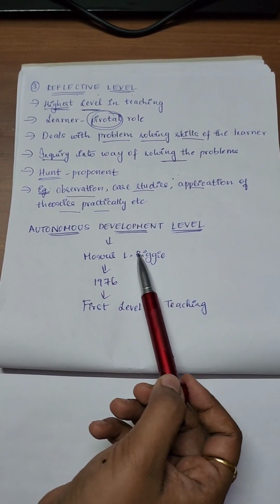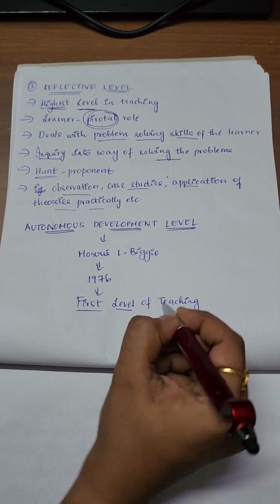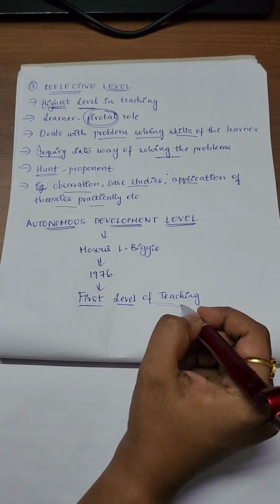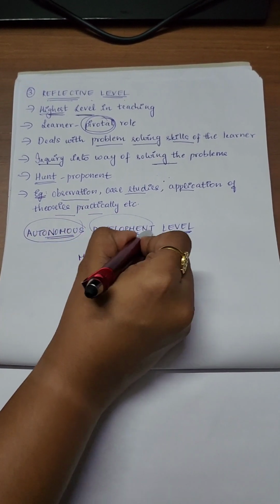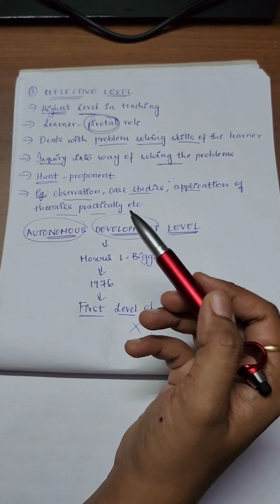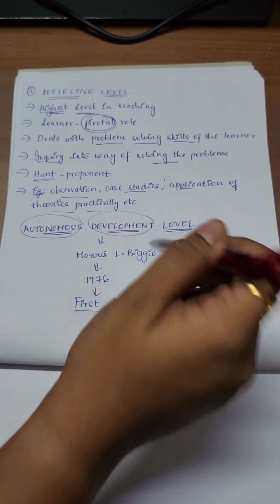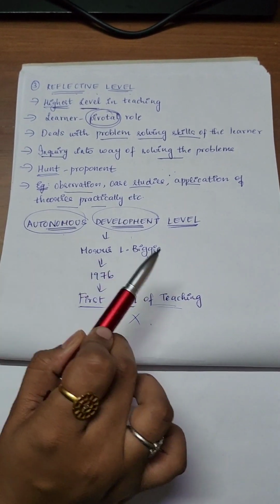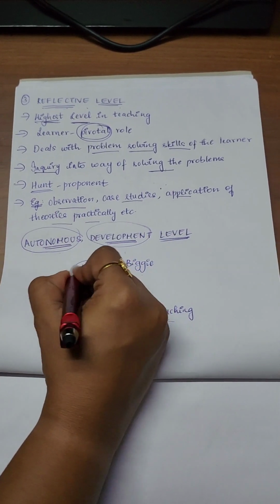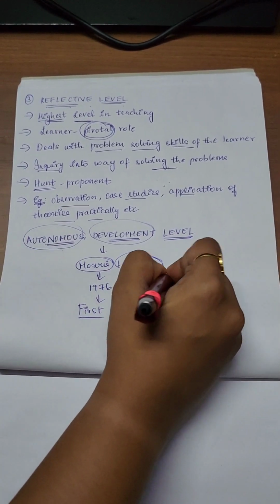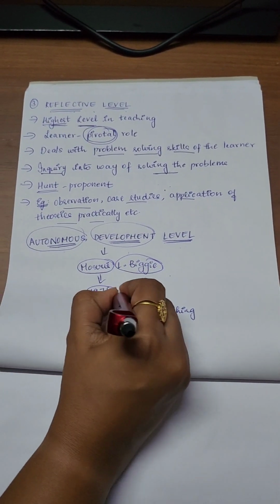And one more thing you need to remember is, in exam, if they ask what is the first level of teaching, your answer should not be memory level. The first level is the autonomous development level, where the cognitive development happens naturally on its own. But this autonomous level is viewed in a negative aspect because the teacher has no involvement in the autonomous level. There is nobody to guide you. And the author here is Morris L. Biggie again. And this autonomous development level he introduced in the year 1976.